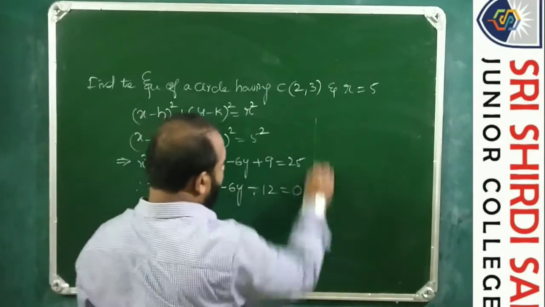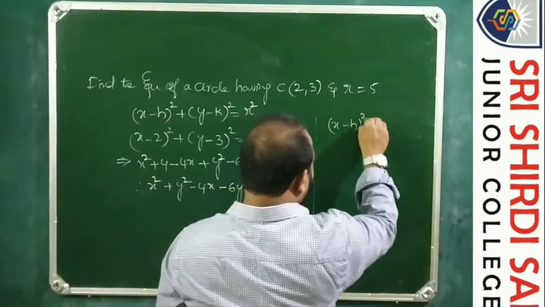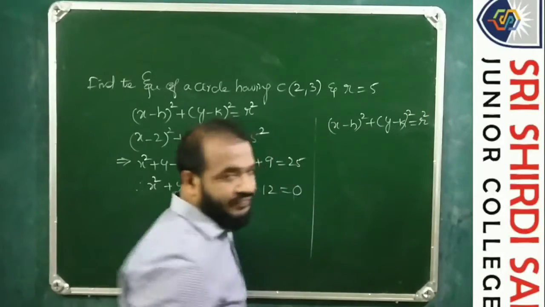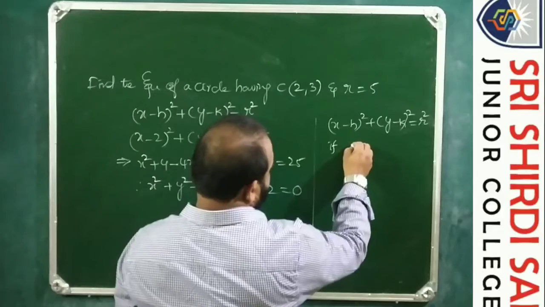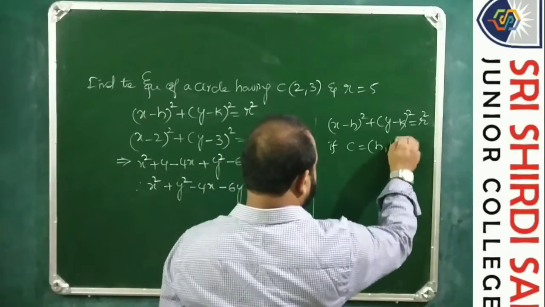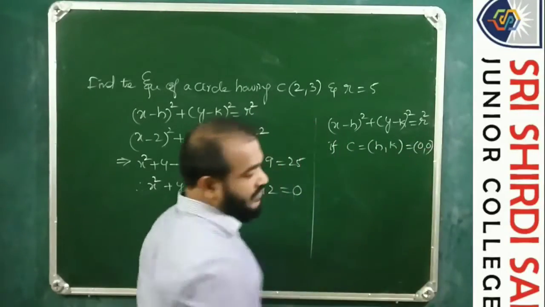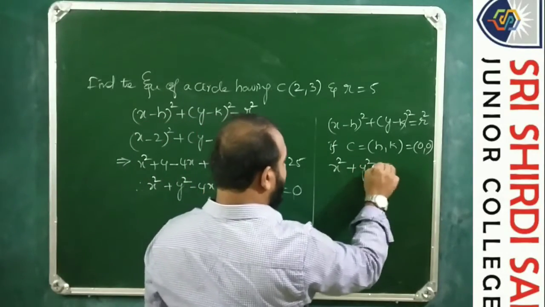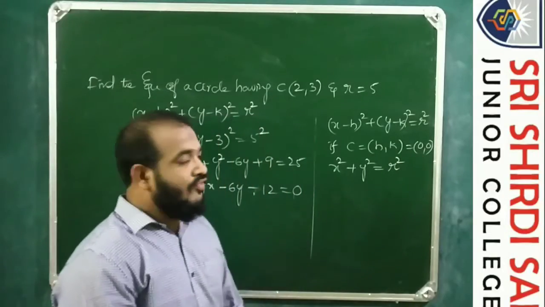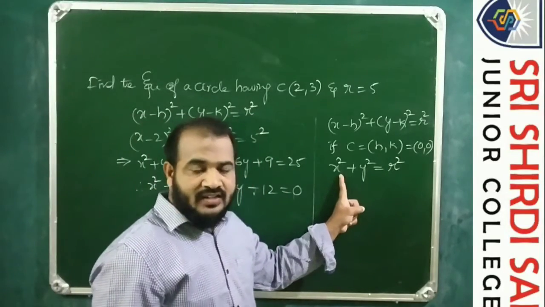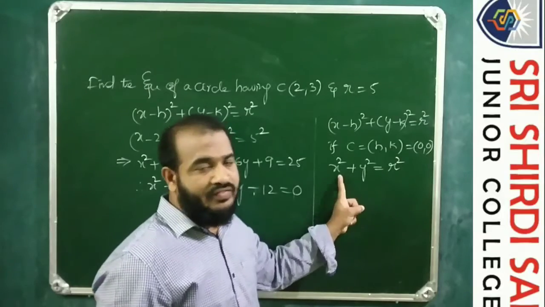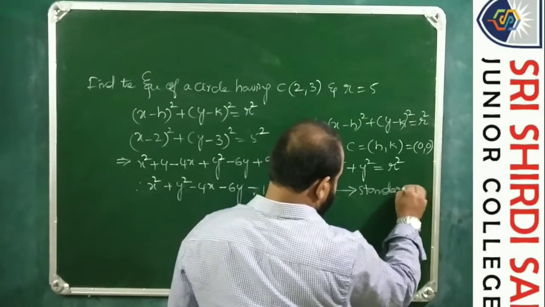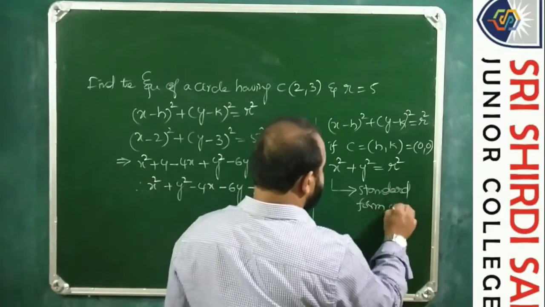So (x minus h) whole squared plus (y minus k) whole squared equals r squared. If the center C(h, k) is equal to (0, 0), then this equation will become x squared plus y squared equals r squared. Therefore this equation of the circle is said to be the standard equation, the standard form of the circle.